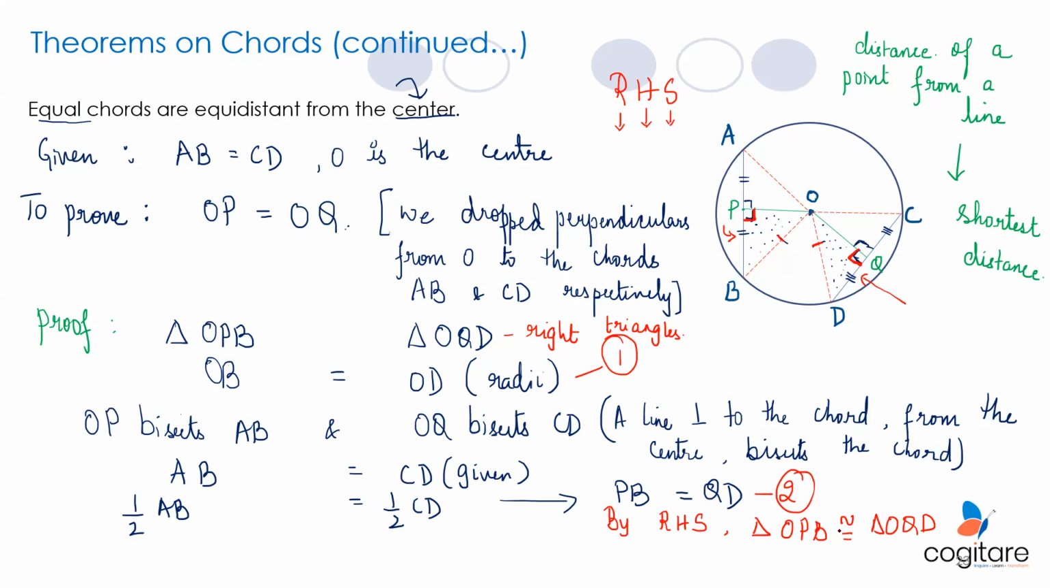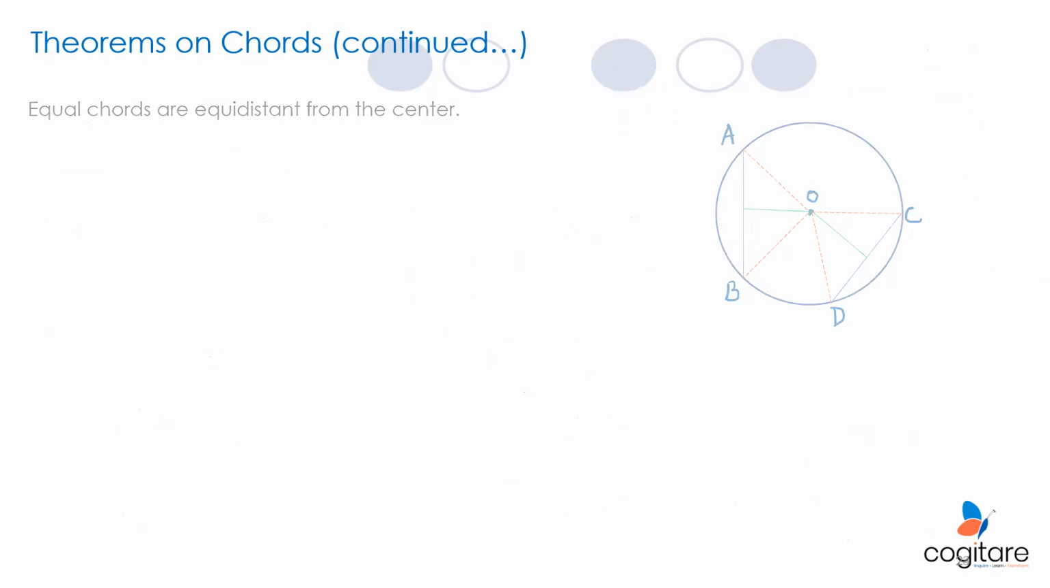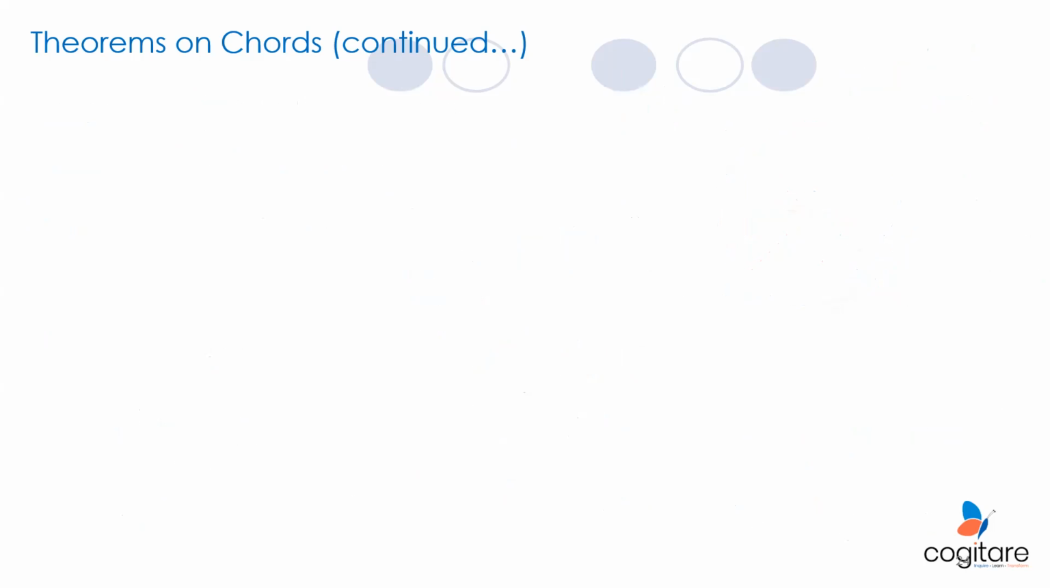Where do we go from here? If they are congruent by CPCTC, can we see that OP is equal to OQ? So I'm marking that here. OP is equal to OQ, or equal chords are equidistant from the center. Okay, can you pause and please make a note of this? Cool? Fantastic. Moving on, as usual, can we look at the converse?